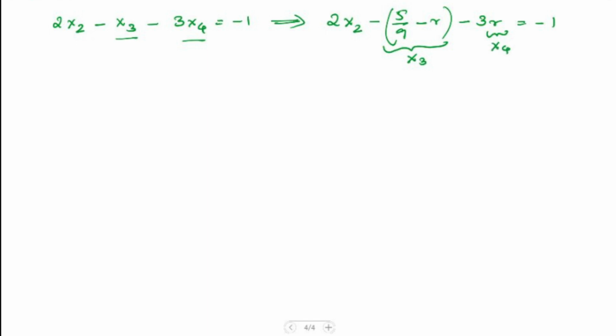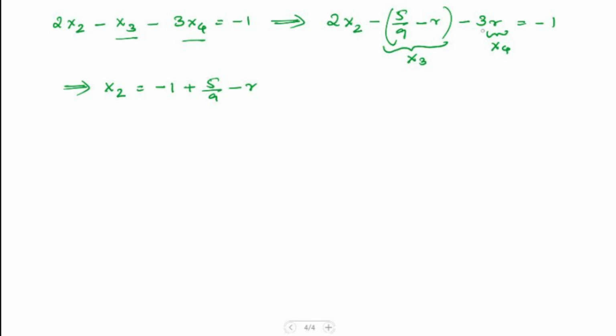Now if you make x2 the subject of the formula, you will have on the other side minus 1. Then, 5 divided by 9 minus R goes to the other side, so you will have plus 5 over 9 minus R.